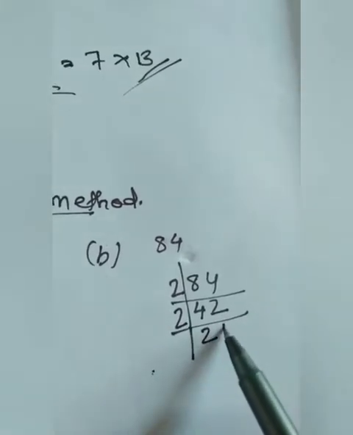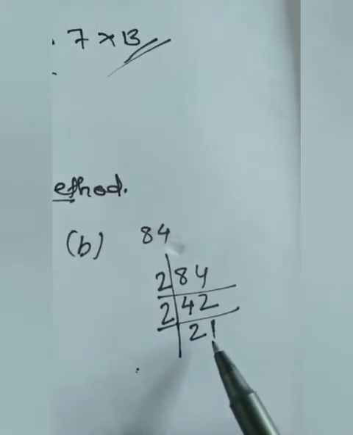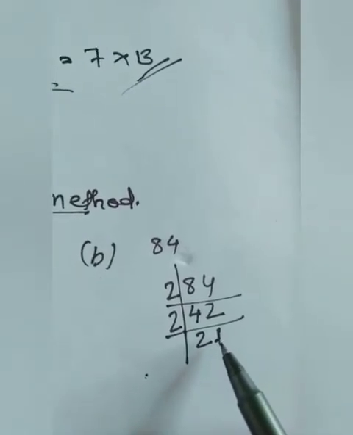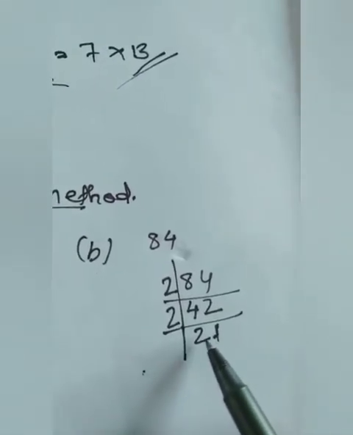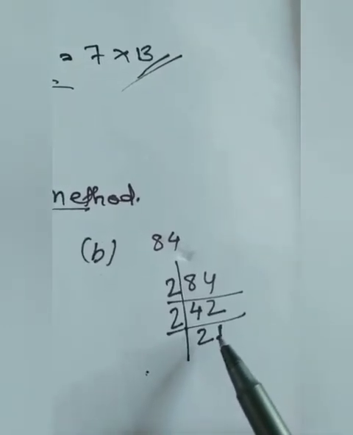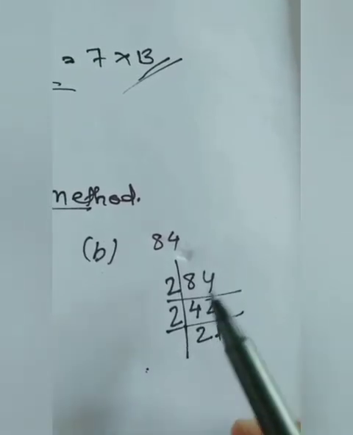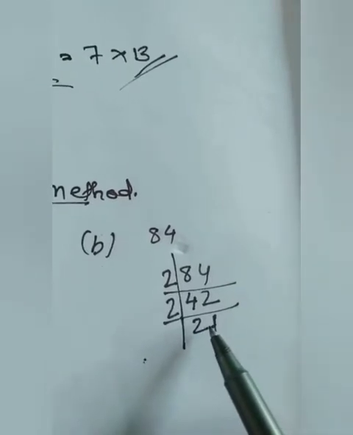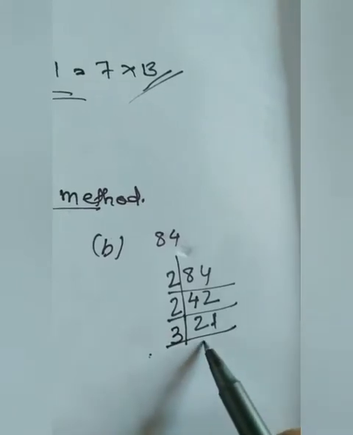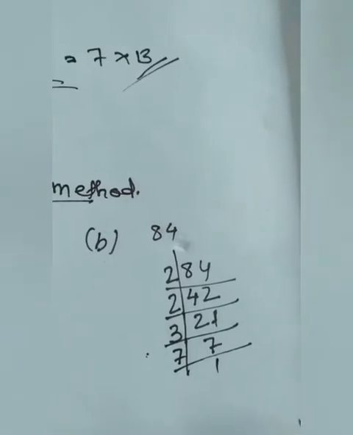2 2s are 4, 2 1s are 2. Now look at the ones place: 1. Is 1 divisible by 2? No. What about by 3? 2 plus 1 is 3. In divisibility tests it is given that you add the digits of the number, and the sum should be divisible by 3. So let's check by 3. In the 3 table, 21 comes, right? 3 7s are 21. 7 is a prime, so we will do 7 1s are 7.